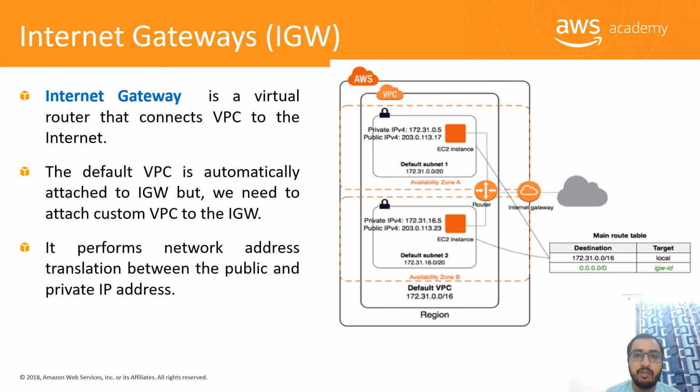So this is the internet gateway, a virtual router that connects the VPC to the internet. The default VPC is automatically attached to the IGW, but we need to attach a custom VPC to the IGW. It performs network address translation between the public and private IP.